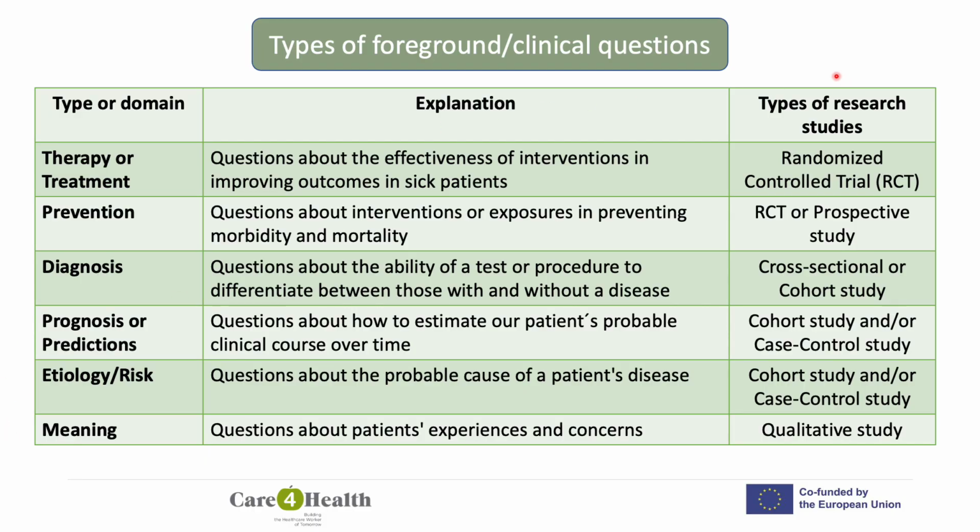In the third column here, I showed you the types of research studies that are adequate to answer each type of clinical question. For example, to answer a therapy or treatment question, we will select or seek a randomized controlled trial. For a prevention question, we will choose a randomized controlled trial or prospective studies, and so on. We will explore several examples now from each domain to gain a clear understanding of them.